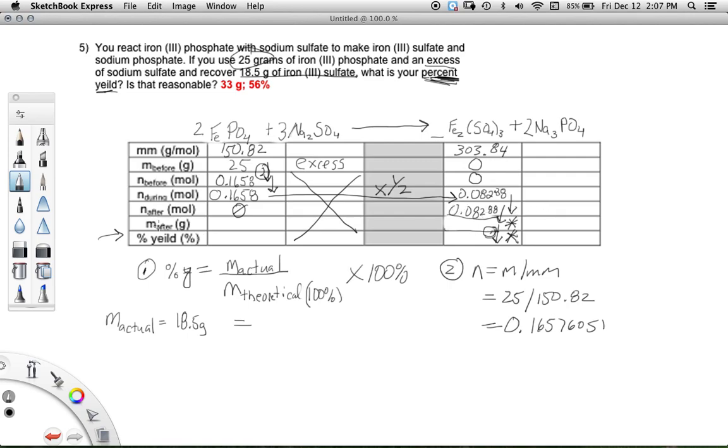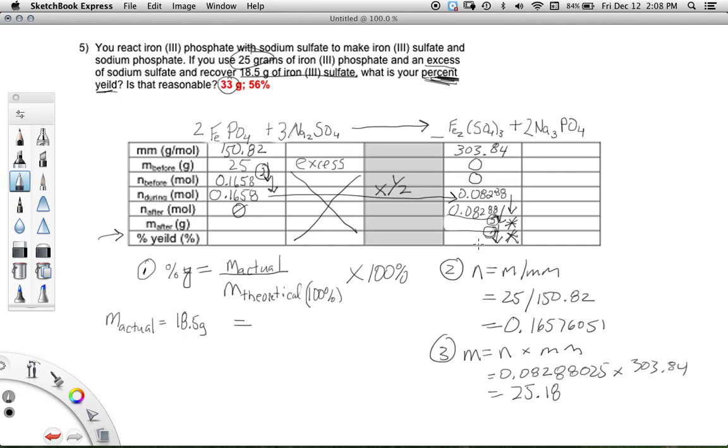If I have that many moles after and I want the mass, well, that's an equation, number 3. It's getting a little messy in there. The mass is equal to the moles times the molar mass. So it's 0.08288025 times 303.84. I get 25.18. I think I did something wrong here, because I've got 33 grams up there.